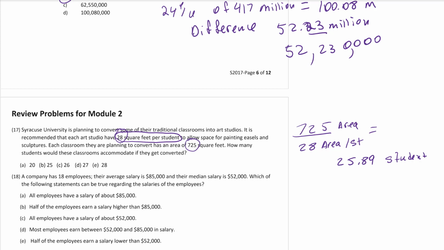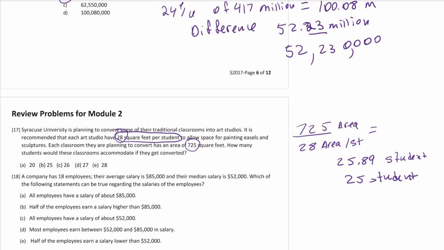So we don't have enough space to fit 26, but we do have enough space to fit 25, correct? So the answer for 17, let me just double check. That's correct. So we got to round it down. So we can also have 25 students. Now, if we round it to 26, then it's just not going to fit that decimal part.